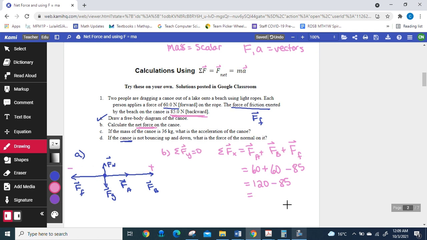In the backwards direction, we have 85 newtons. So what does that give us? 35 newtons forward. All right, that's not too bad. So that's our net force, which is, in this case, the sum of the forces in the x direction.